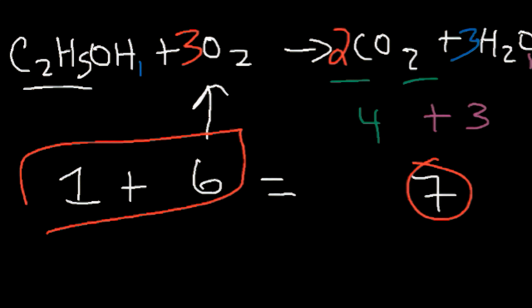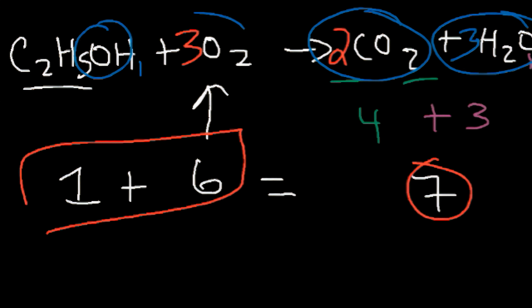So notice that we have a total of 7 oxygen atoms on both sides. So we have 4 and 3, which is 7, and 1 and 3 times 2, which is 6, so 6 and 1 is 7. So everything is balanced. We have 2 carbon atoms on both sides, 6 hydrogen atoms, and 7 oxygen atoms.